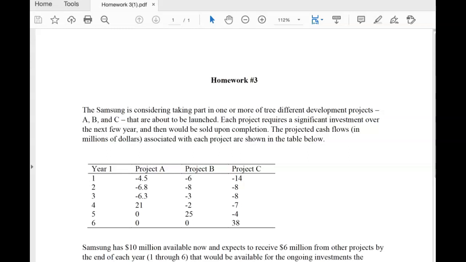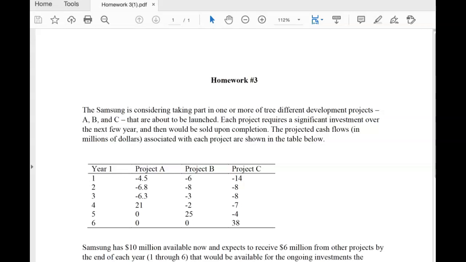I'm going to just go over this really quickly, how to do this. We have a net present value calculation. So what's going on here is Samsung is going to invest in 3 different development projects, A, B, or C, and each project requires a significant investment. So we're going to look and see if they're going to invest in project A, B, and C.